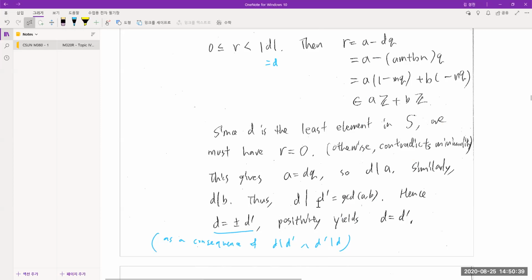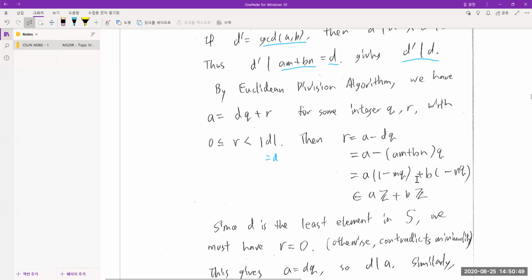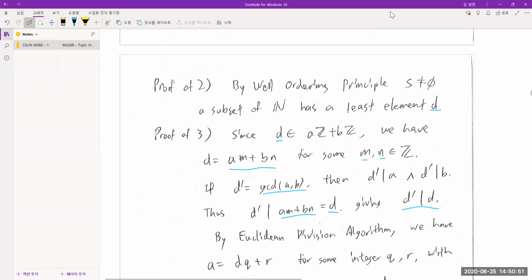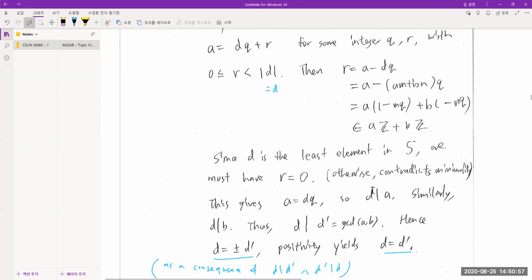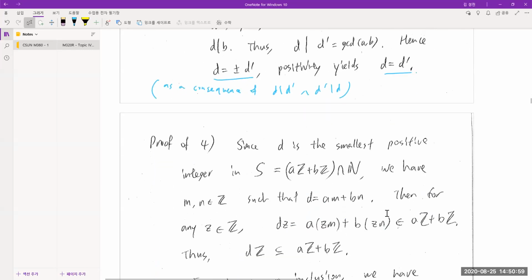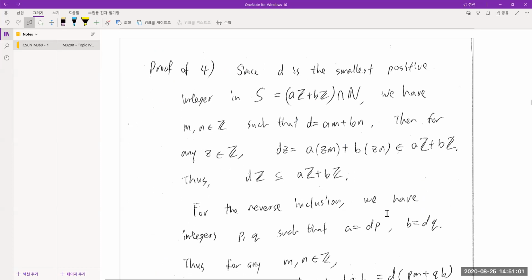But both of the numbers D and D prime are positive. Therefore, the minus sign cannot hold. So D must be D prime. So this means that the minimal element we found from step 2 must be the GCD of A and B. Step 4 is a completion that D is the smallest possible element in the set S.